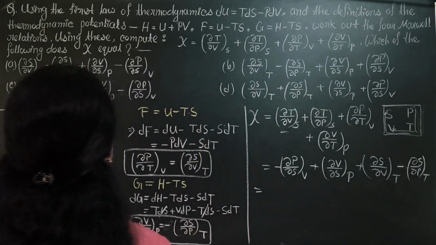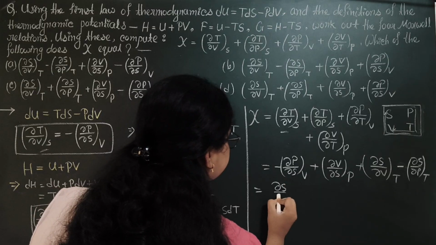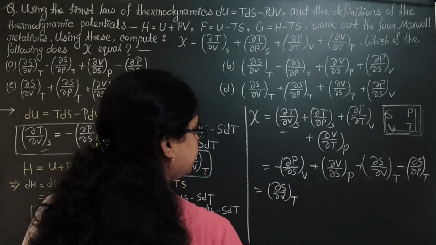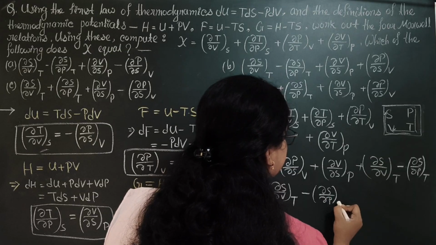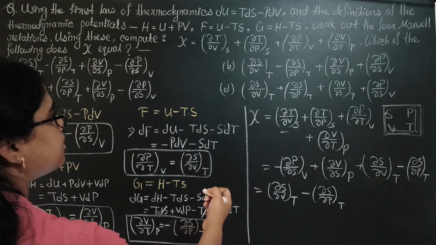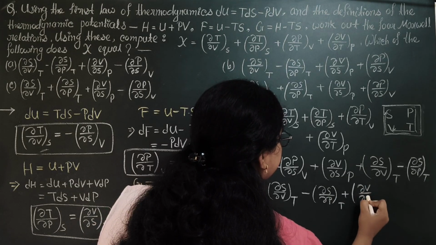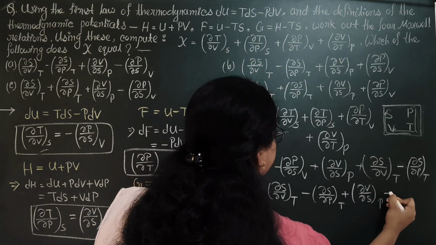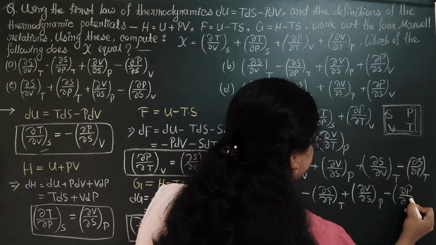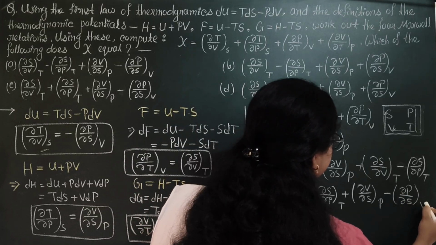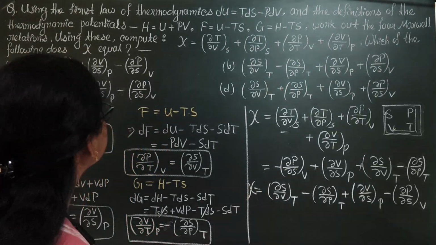Now just arrange it. Del S del V at constant T minus del S del P at constant T plus del V del S at constant P minus del P del S at constant V. Okay, this is our chi, the value of chi.